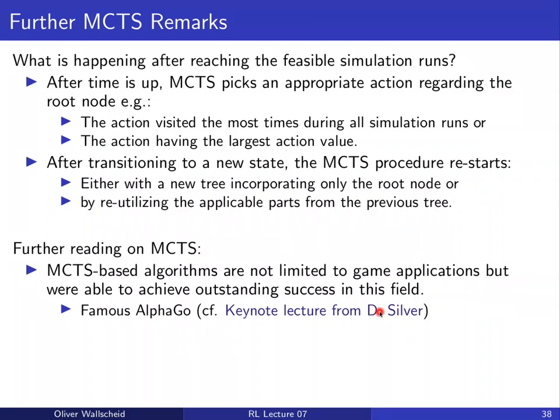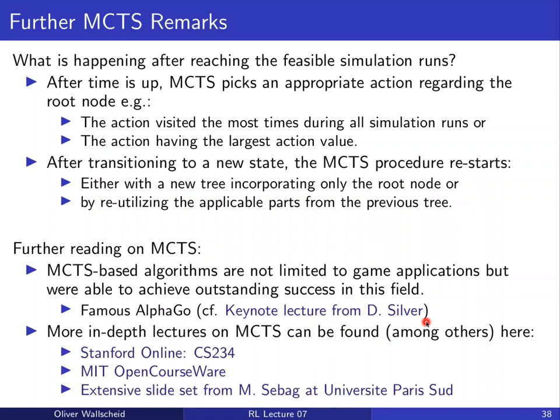And I've linked here a very interesting keynote lecture from David Silver, which is really explaining on a technical detail level how they built up the Monte Carlo tree search algorithm for AlphaGo, and I really can recommend this keynote lecture here. Moreover, I've also attached here some nice in-depth lectures which are completely focusing on MCTS approaches as a very promising category of algorithms in the field of planning at decision time, which are summarized here. So we have one from Stanford, MIT, and also from a university in Paris, which really focus in detail on these algorithms.